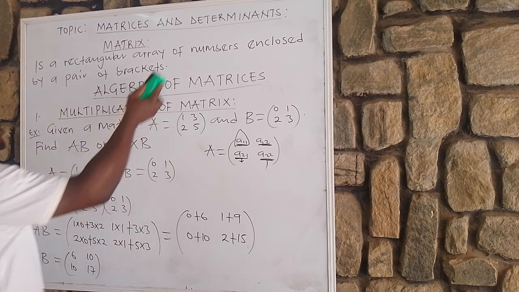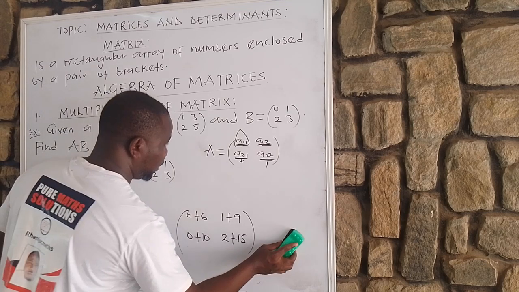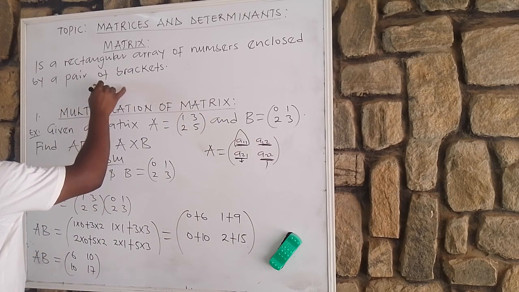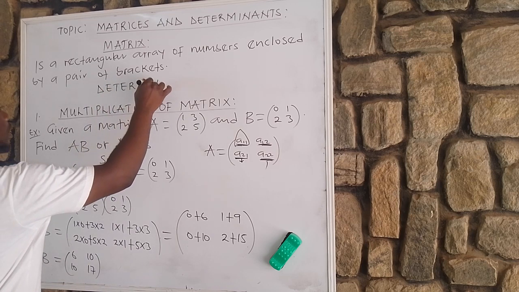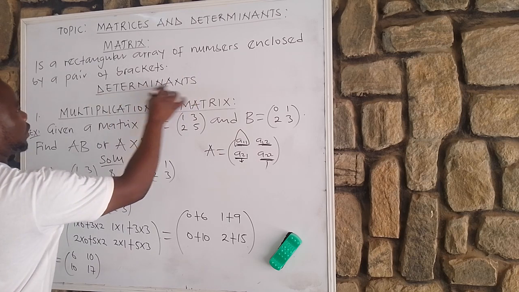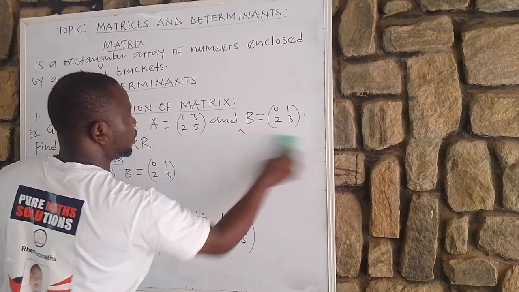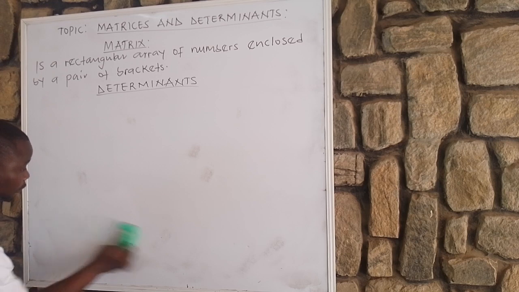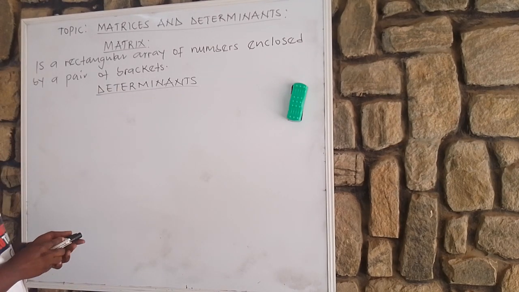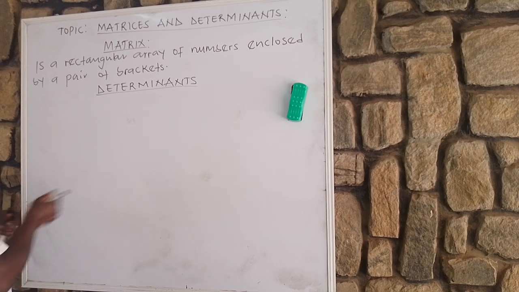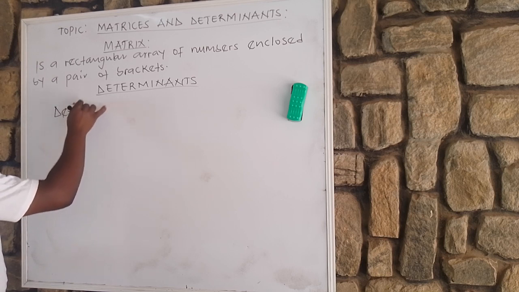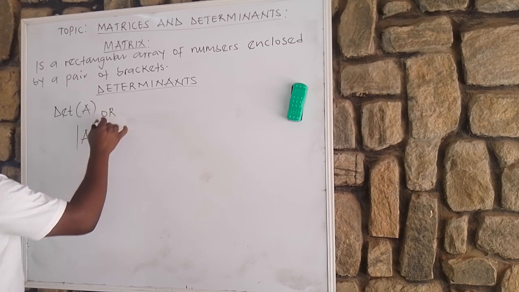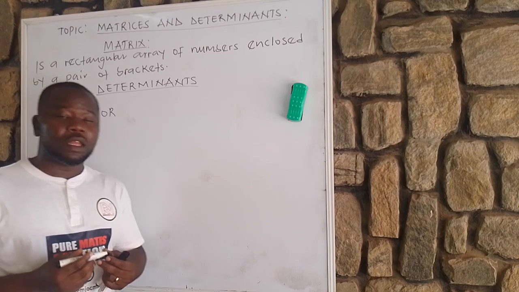Then let us now consider determinants. Is that clear? Let's close with determinants. Determinants could be written in this form, the determinant of A, or in this form. Take note. Is that clear? Take note.